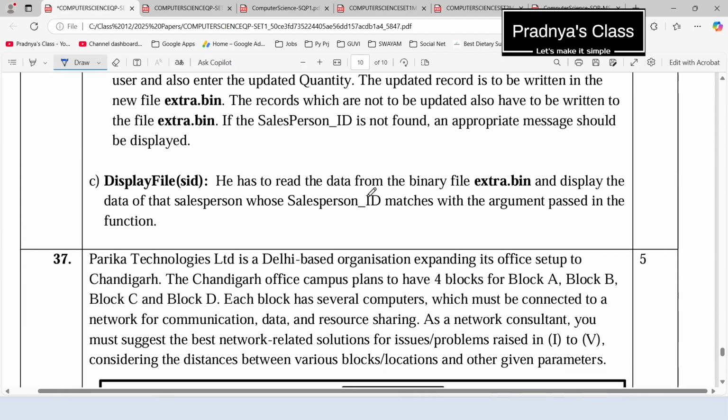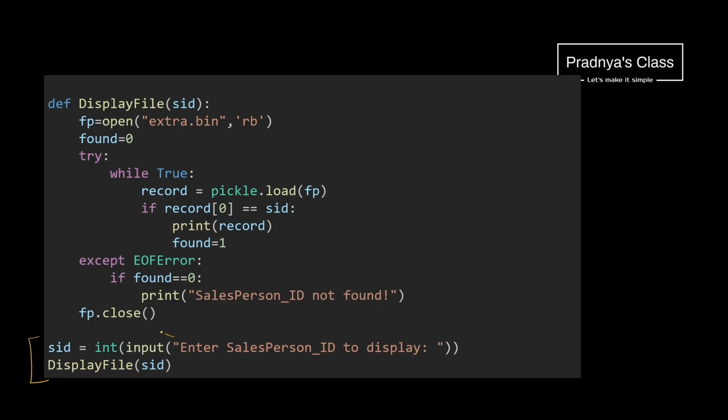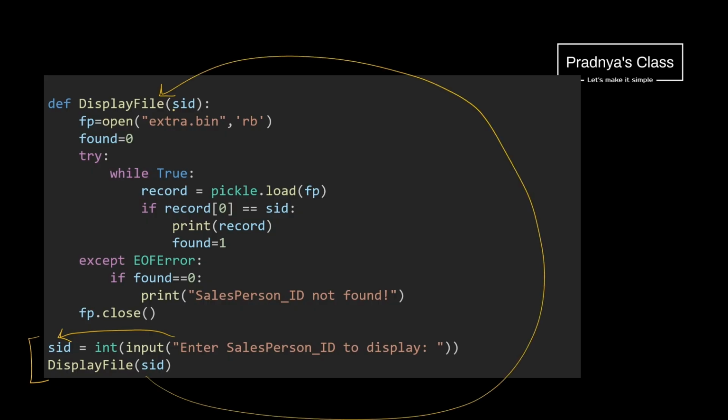Now let's read the third task. In this, we need to write the user-defined function display file which will take SID as a parameter. See, we have to read the data from the extra.bin file. But there is a condition. We need to display the data of that salesperson whose ID matches the argument passed in the function. It means we have to display the data of that particular salesperson whose ID we will send as a parameter. Alright, then we need to send the parameter. That's why we are taking input and sending that sales ID to the user-defined function.